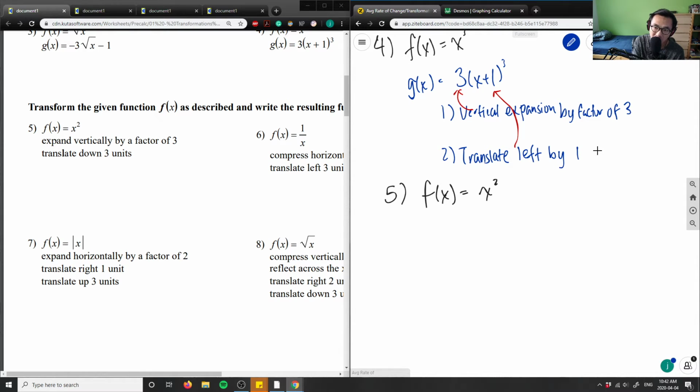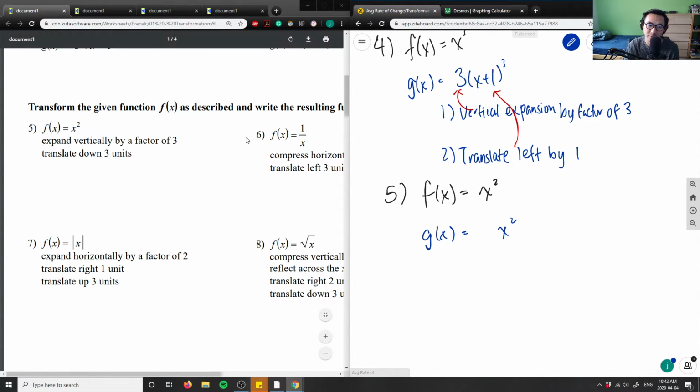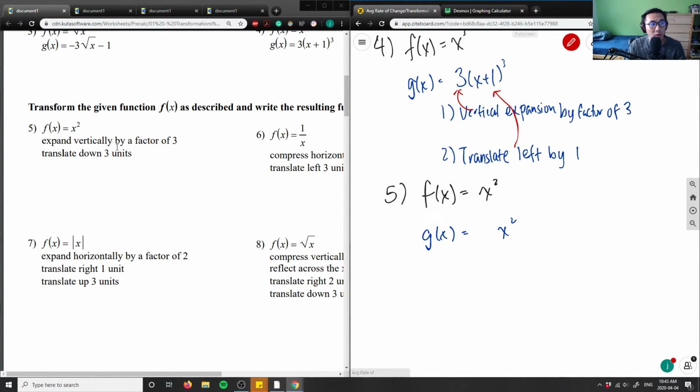So what I'm doing now is I'm given my transformations. How would I do it algebraically? So what would g of x equal? I would have in this case x squared. How would I show expansion vertically? And I'll show my transformations in red. Vertical expansion, vertical stretch by a factor of 3, means my 3 would have to go outside the function. So it would be 3x squared. So again, this denotes my vertical expansion, just like this question here.